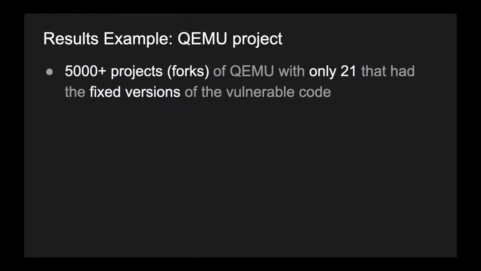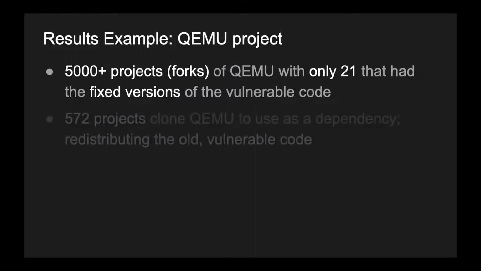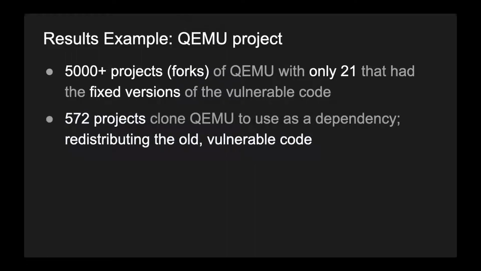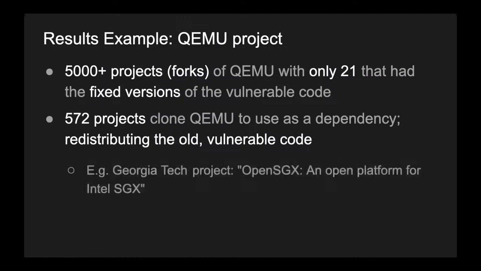Specifically, in a QEMU project which has over 5,000 forks, only 21 versions of the forks had fixed versions of the vulnerable code. Of those forks, we find that 572 projects use a vulnerable version of QEMU as a dependency, and since these projects might also be forked, the vulnerable QEMU version is redistributed. For example, the Georgia Tech project OpenSGX has recent forks that still contain the vulnerable version of QEMU as a dependency.